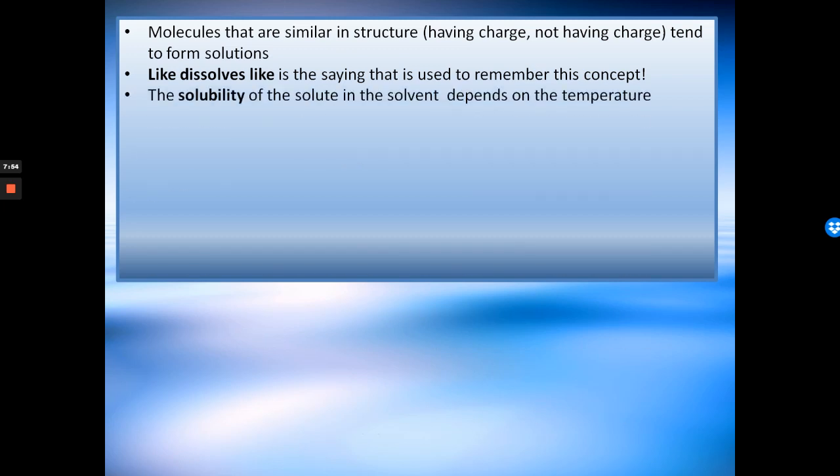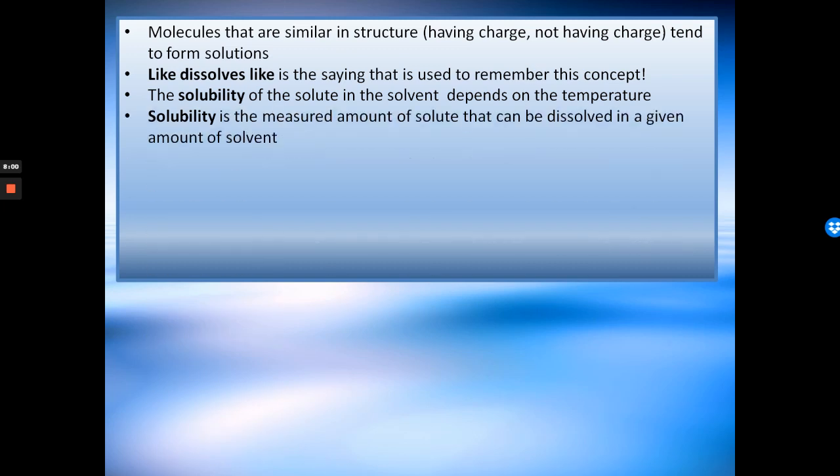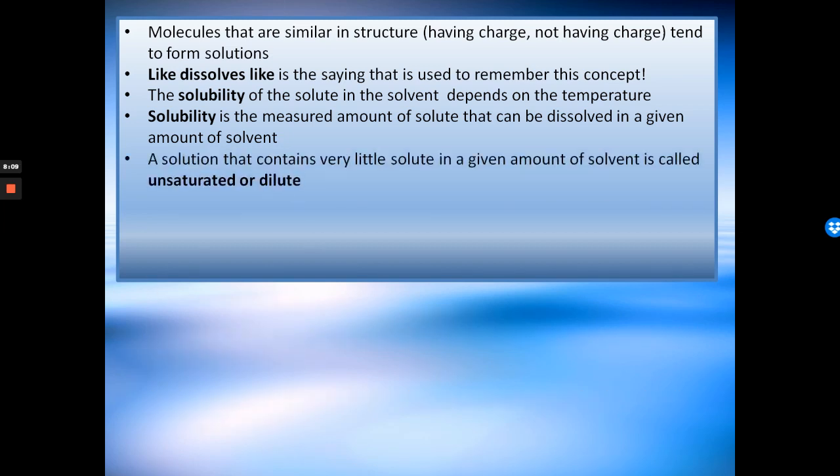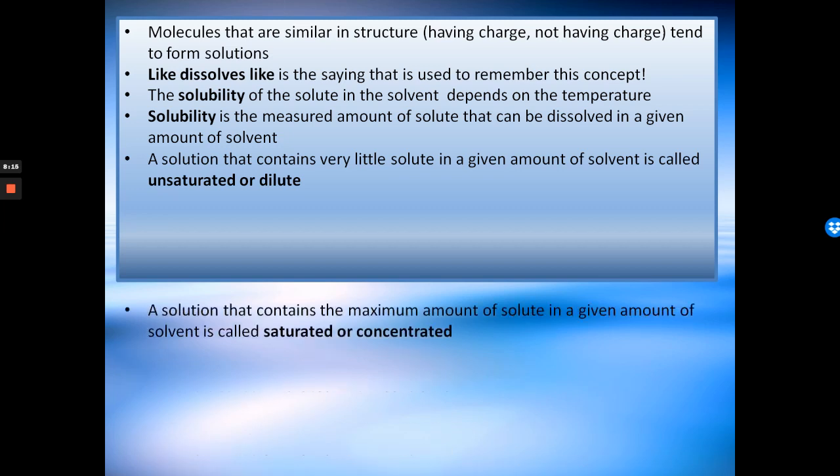Molecules that are similar in structure tend to form solutions. Like dissolves like is what we typically say. The solubility of the solute in the solvent depends on temperature. Solubility is the measured amount of solute that can be dissolved in a given amount of solvent at a particular temperature. A solution that contains very little solute in a given amount of solvent is unsaturated or dilute.